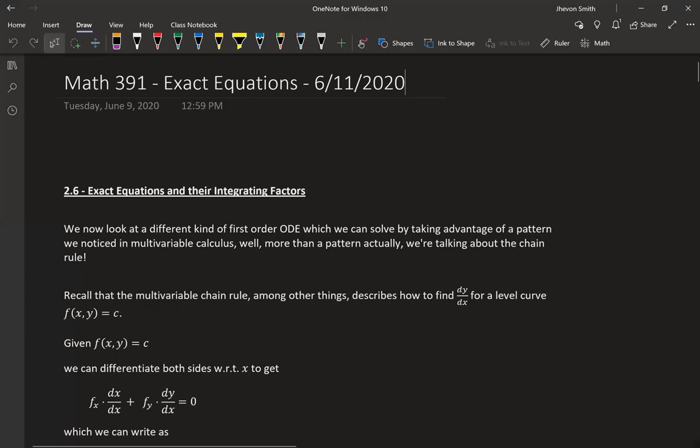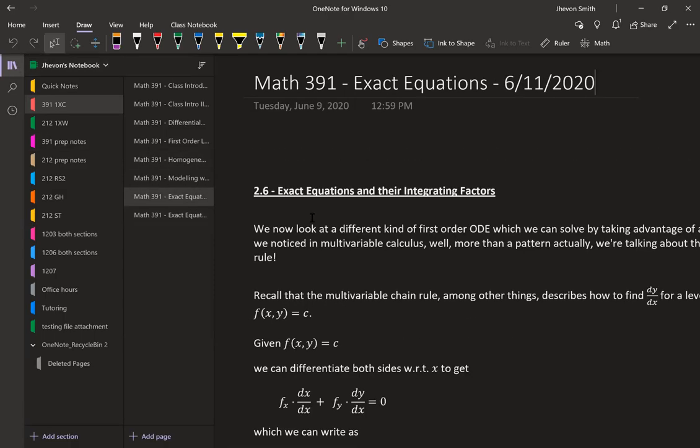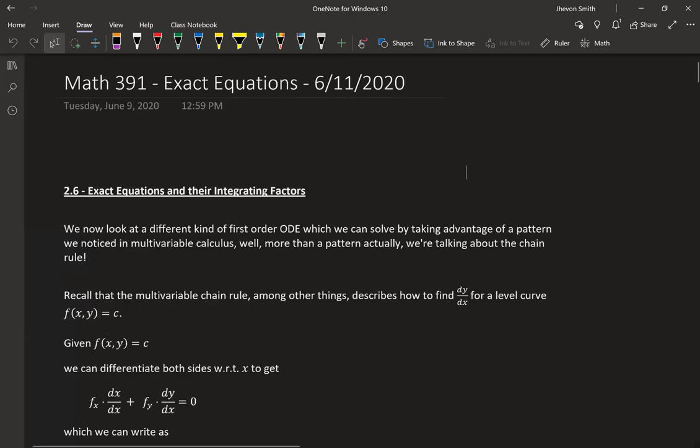The next thing I want to talk about is a whole different kind of equation called an exact equation and their integrating factors. I don't know if I'm going to get to the integrating factor, which I put in a whole other section, but we're going to talk about exact equations and how to actually solve them. This is another very important type of differential equation.